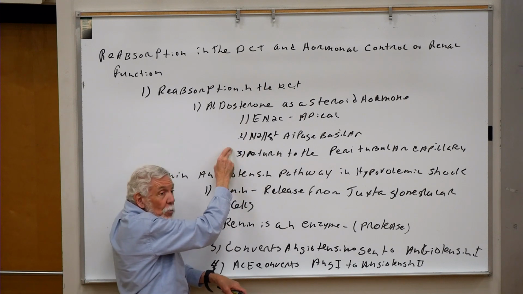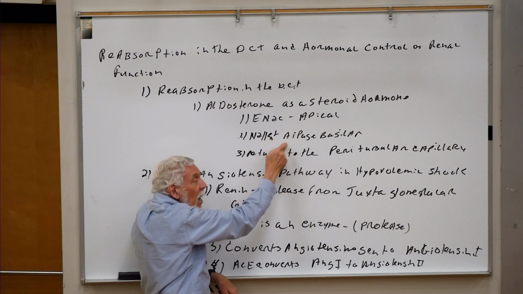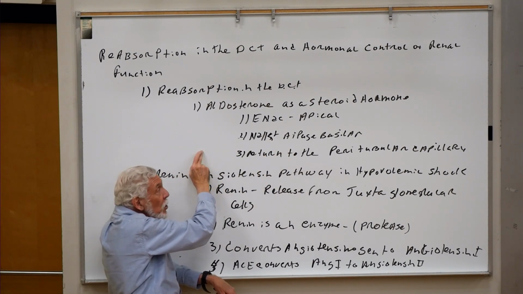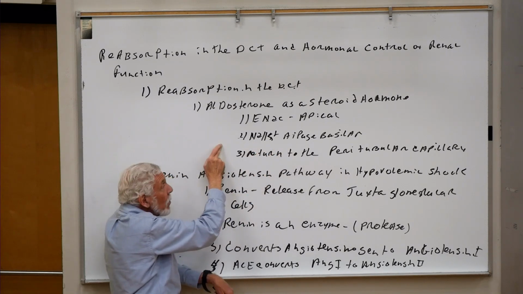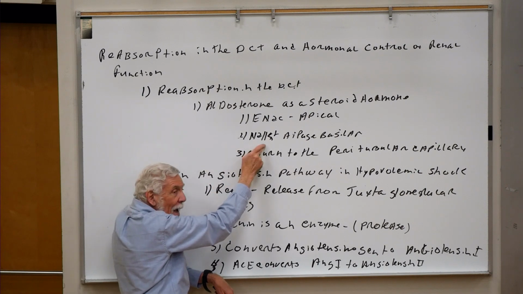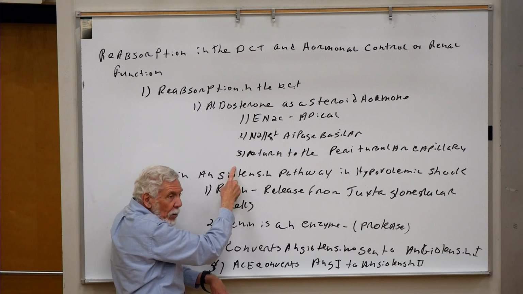Then as those cells begin to fill with sodium, the other player that's invoked by the gene transcription and translation is the sodium-potassium ATPase. So we'll put the sodium-potassium ATPase in the basal lateral surface and pump the sodium out of the cell, and it's going to then return to a peritubular capillary.